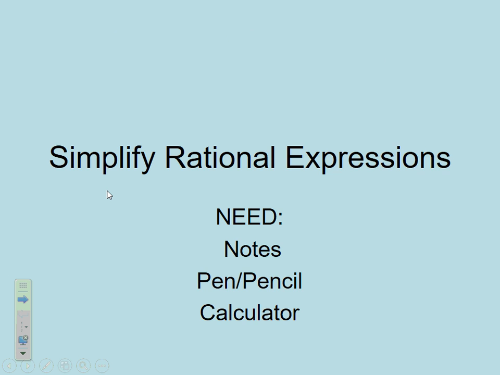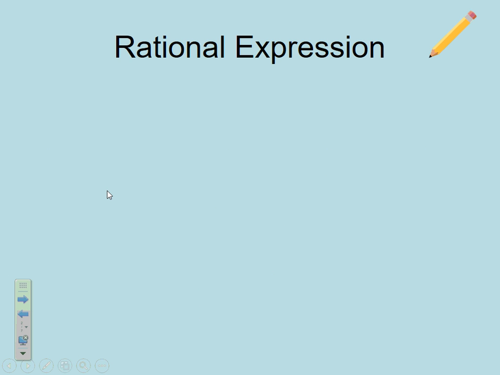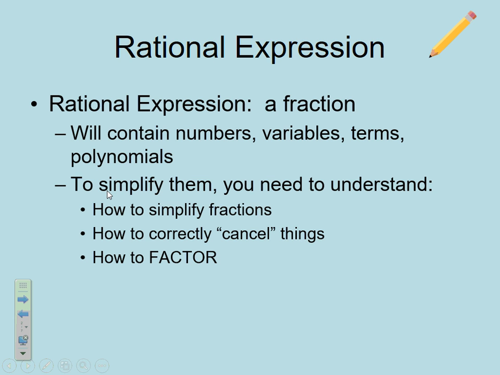All right, to get started, we need to know what a radical expression is. So if you write this down, that'd be wonderful. A radical expression is a fraction. This will contain numbers, variables, terms, and polynomials. In order to simplify them, we need to understand how to simplify fractions, first of all, how to correctly cancel things, and how to factor. Factoring is going to be huge, okay? So make sure we know how to do that.